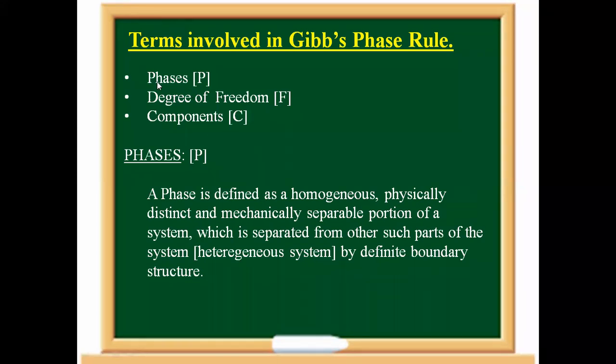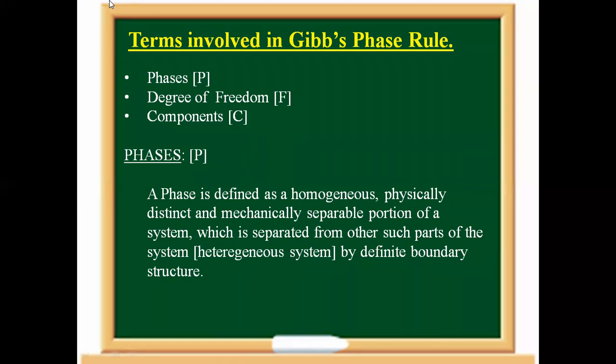Now, P is the number of phases, F is the degree of freedom, and C is the number of components. First, let us study what are phases. If you see this theoretical definition, phase is defined as a homogeneous, physically distinct, and mechanically separable portion of a system, which is separated from other such parts of the system by definite boundary structure. Now I'll tell you what is actually phases.